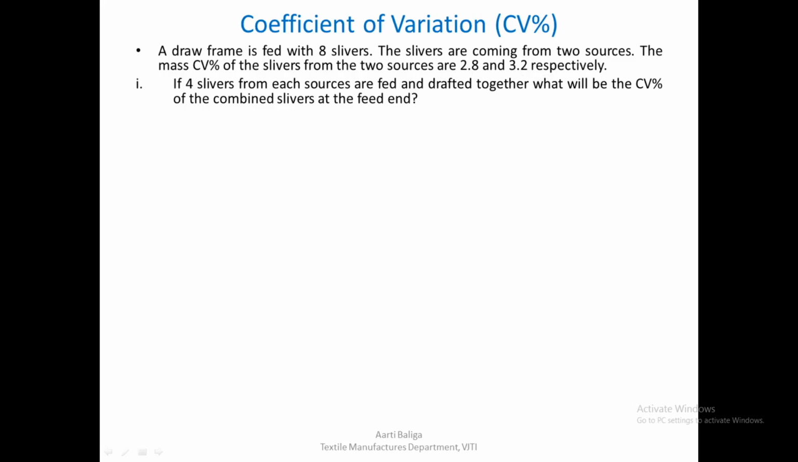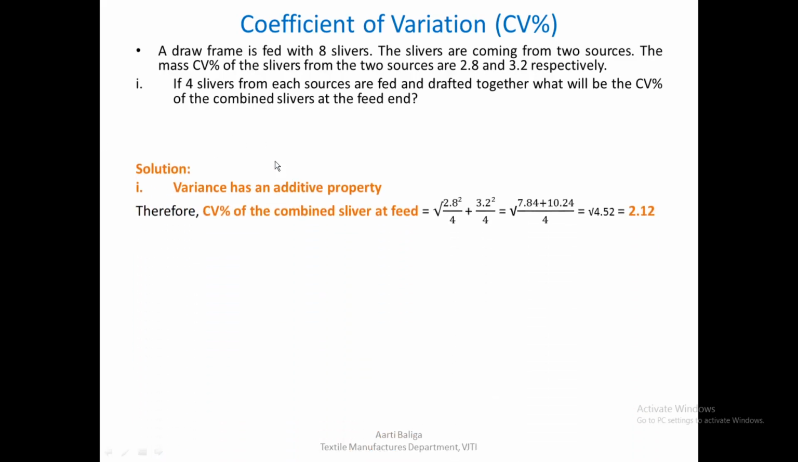Let us say they are coming from two different cards, and therefore the CV of the slivers that are coming from the two sources are 2.8 and 3.2 respectively. The first part of the problem is, if four slivers from each source are fed and drafted together, what will be the CV percentage of the combined sliver at the feed end? So what we are being asked is the combined CV of the sliver that is being fed. Let us see how to solve this.